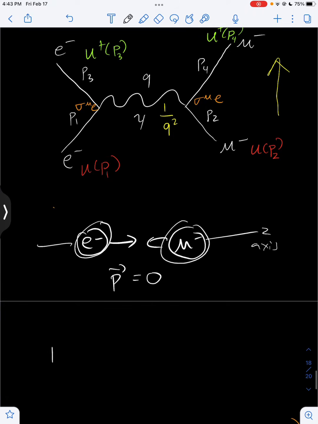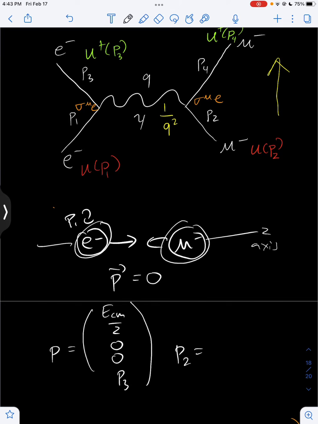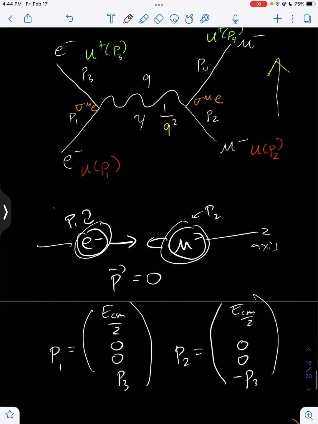So our 4-vector for momentum for each particle is going to look like this. We're going to have ECM over 2, 0, 0, P3. Here P1 is the incoming electron, and P2 is the incoming muon, so here's P1. For the second particle, we're going to have ECM over 2, 0, 0, minus P3. What we're saying here is that these particles are colliding head-on with each other in opposite directions.